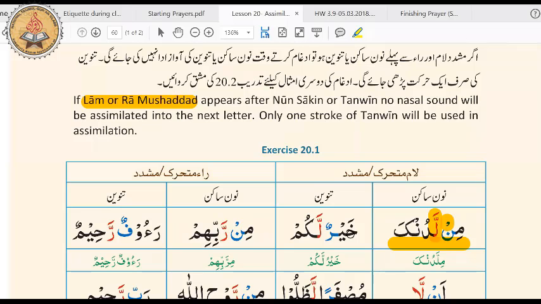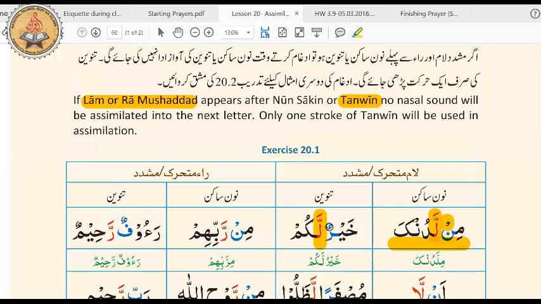Now it said also, this also happens when a tanween letter appears. So here in this second box you can see you've got your lam mushaddad again, and it said here if a lam mushaddad or ra mushaddad, and again there's a lam in this case. So we've got another example with the lam mushaddad, and the letter before it is not a noon sakin in this case, but it is a tanween letter because you can see it has two strokes of dhamma on top of the ra.